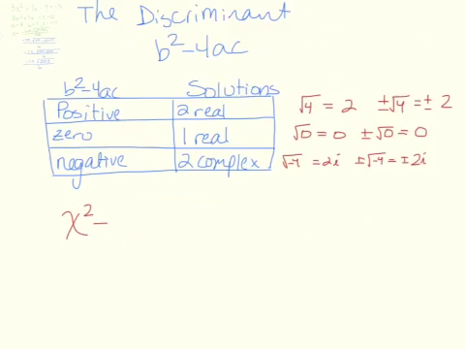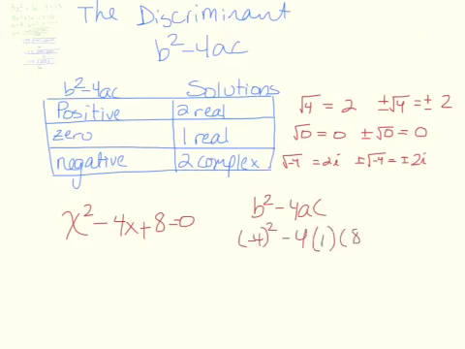Here's an example using the discriminant. x squared minus 4x plus 8 equals 0. Okay? So my only concern is b squared minus 4ac. Do I even need to do the entire quadratic formula? Nope. So it's negative 4 squared minus 4 times 1 times 8. So 16 minus 32 is negative 16. Now all I do is I check my chart. This number's a negative. How many solutions and what type? Two complex.